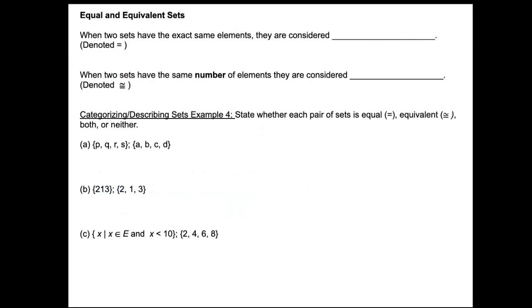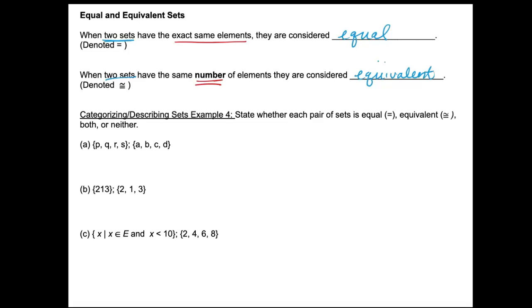So now the last way that we can describe sets would be to say if they're equal or equivalent. If you have 2 sets, so we're talking about comparing 2 sets, if they have the exact same elements, they're considered equal. And we use the equal sign to show that they're equal. And then if you have 2 sets that have the same number of elements, so the elements themselves don't have to be the same, but they could, then they're considered equivalent.